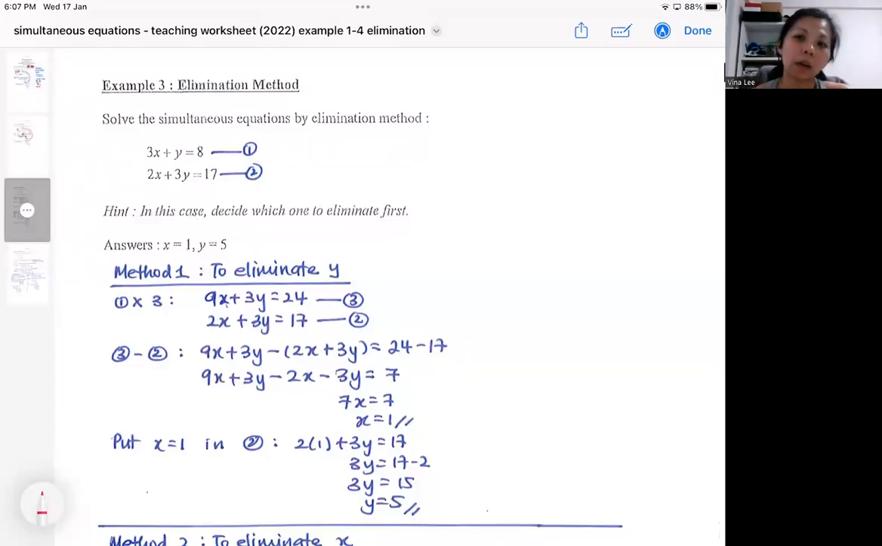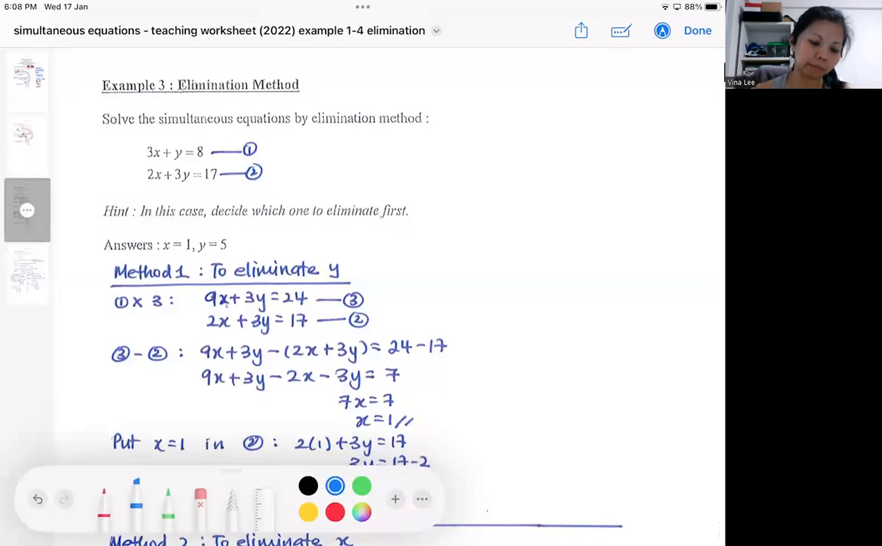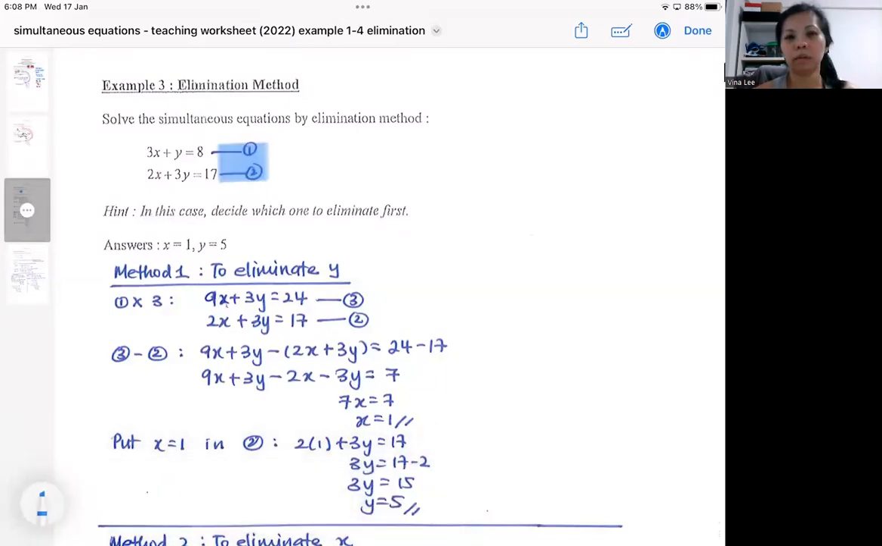Okay, so by the time you come to this example, I suppose you already have an idea about the elimination process. In the elimination process, we try to eliminate the same algebra, either the same x or the same y, by adding or subtracting equations. So we will need the same algebra to eliminate. But sometimes after you label the equations like in this question, you will realize that you are not getting it.